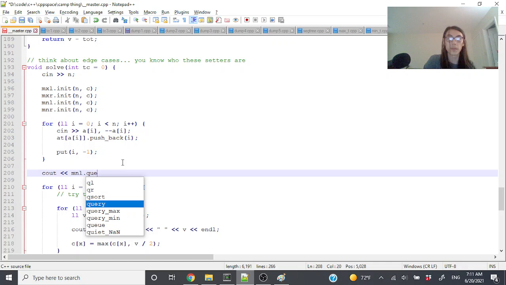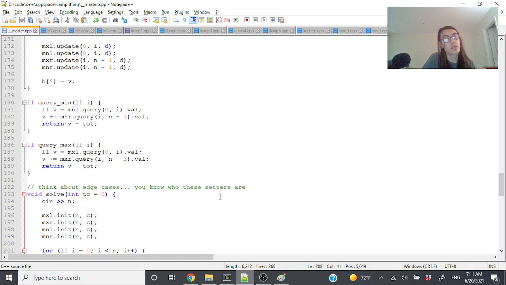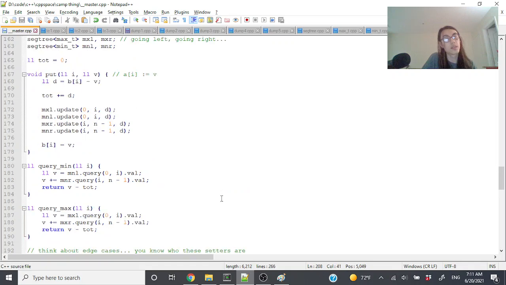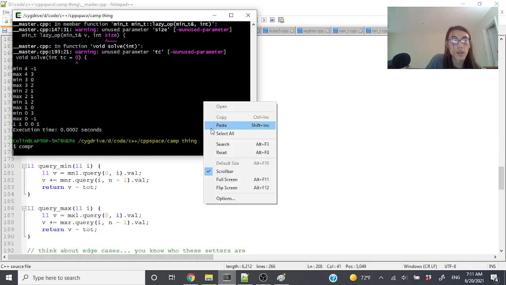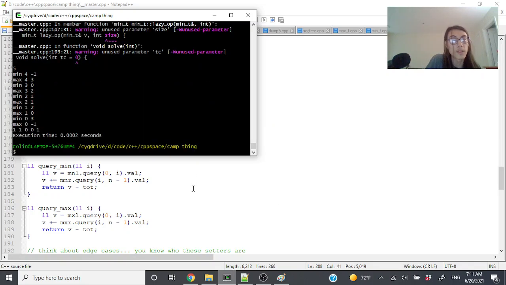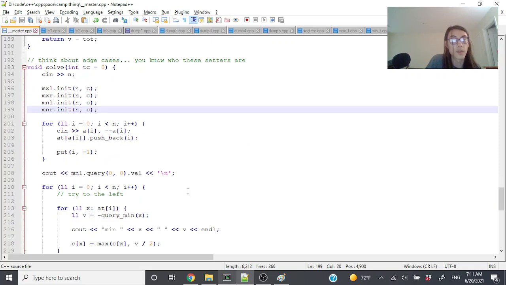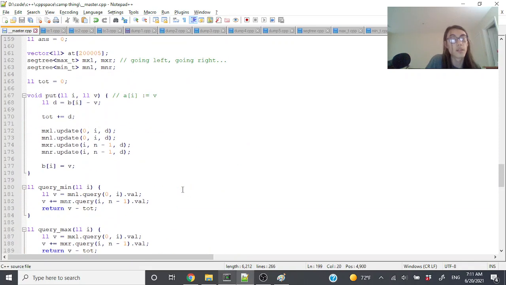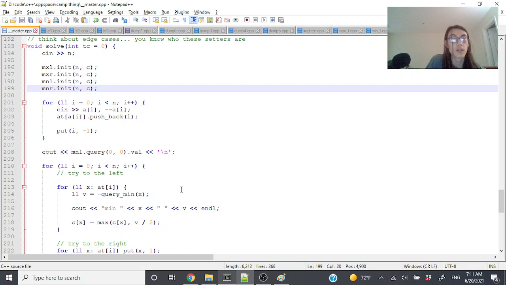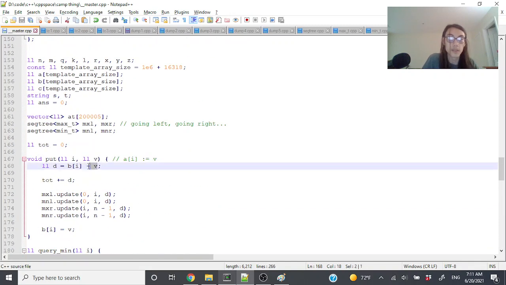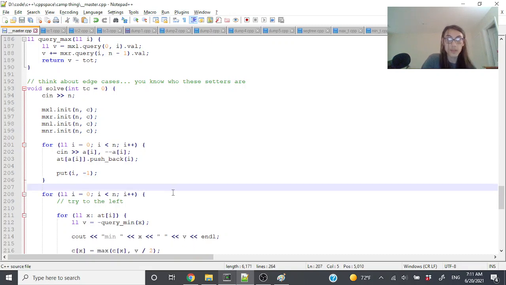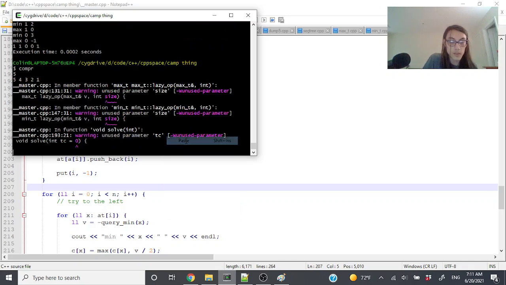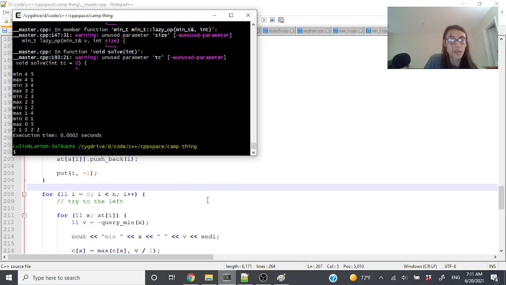See out min L dot query 0 0 dot val. It should be 5. Yeah, 5. Wait, no. V minus, okay. Right, it's the new value minus the old value, of course. Now it works as intended.